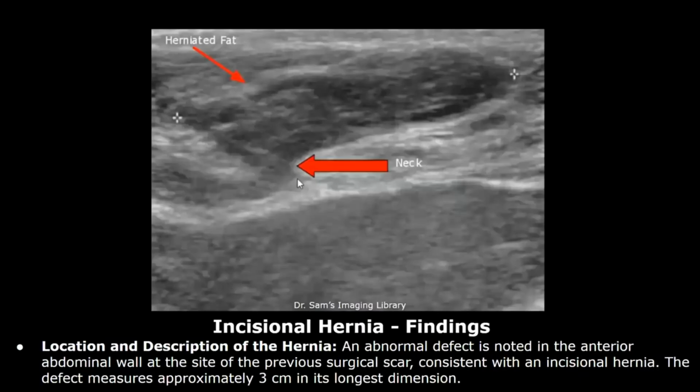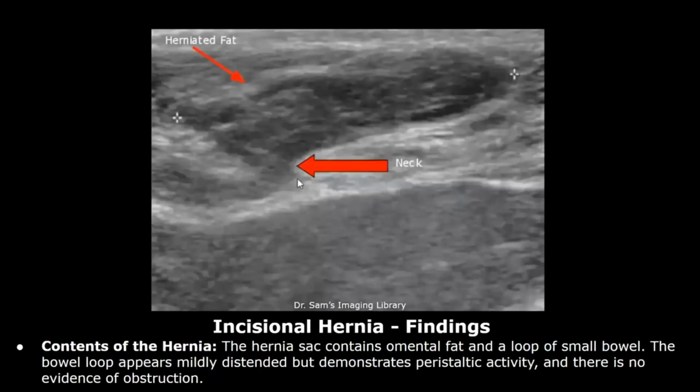These are the findings: location and description of the hernia. An abnormal defect is noted in the anterior abdominal wall at the site of the previous surgical scar, consistent with an incisional hernia. The defect measures approximately 3 cm in its longest dimension.